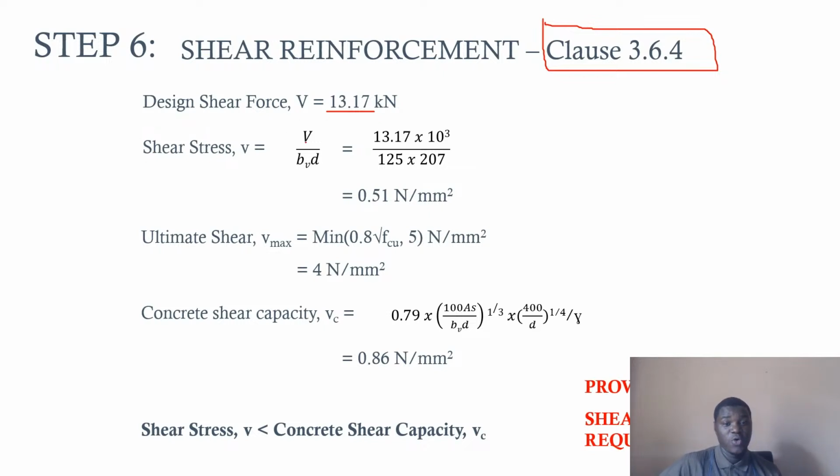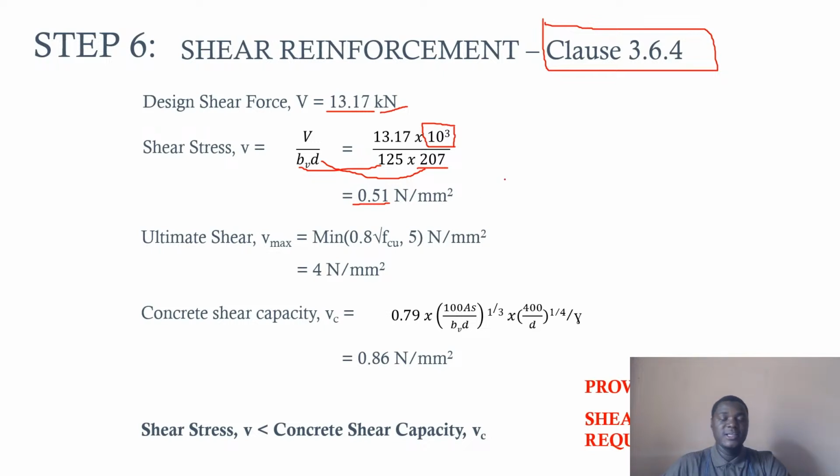Shear stress is force over area. The area is going to be the width of the beam and the depth of the beam, but in this case, it's going to be the effective depth. So the force is 13.17, but it is in kilonewton. We convert it to newton, so that's why we multiply by 10 to the power of 3. And then we have 125 times 207. That is, b is 125, d is 207, just substituting. So we have 0.31 Newton per millimeter square.